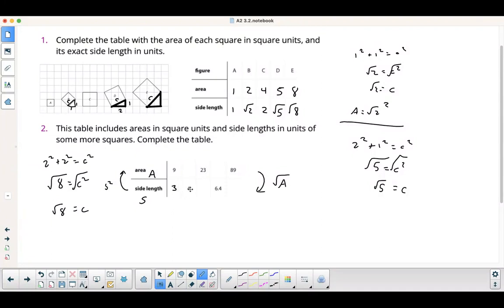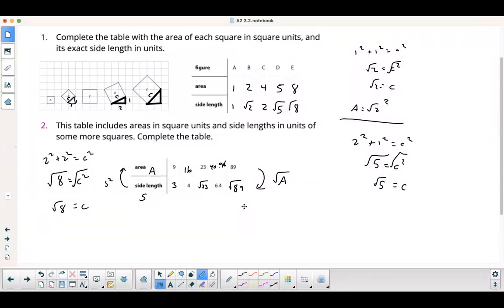If I want to go from a side length of 4 to an area, you square the 4 and get 16. This one, you square root the 23. This one, I have to square the 6.4, so I get 40.96. And then this one, I square root the 89. And if it's not a perfect square, I'm just going to leave it under the radical. All right, you see the pattern there?